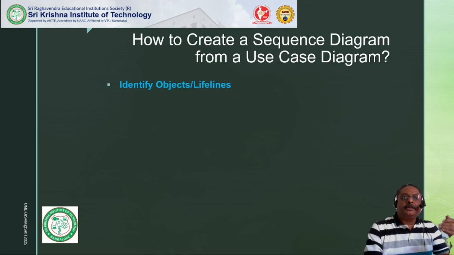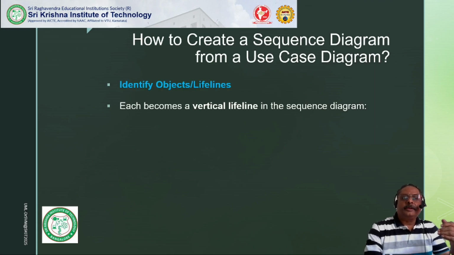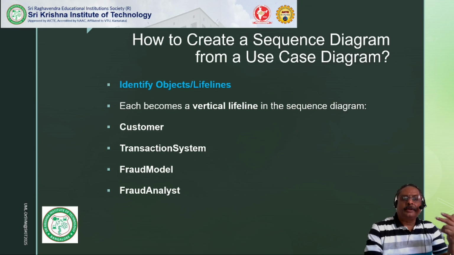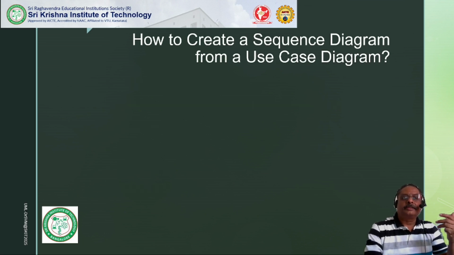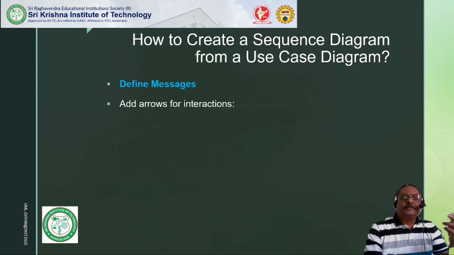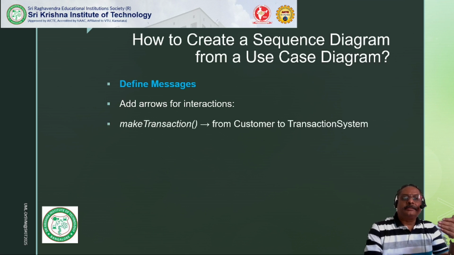Then identify the objects and the lifelines. So each becomes a vertical lifeline in the sequence diagram. A customer is one lifeline, then the transaction system is another one, the fraud model is one more, and the fraud analyst is the next one. Then define the messages, then add the arrows for the interactions, make transactions.